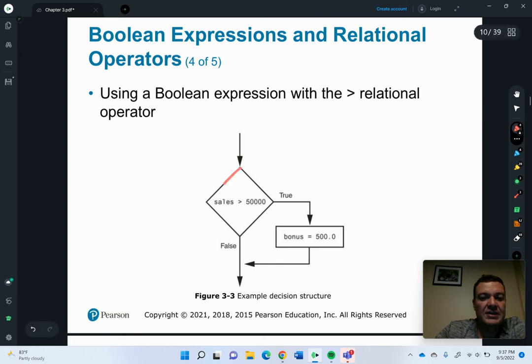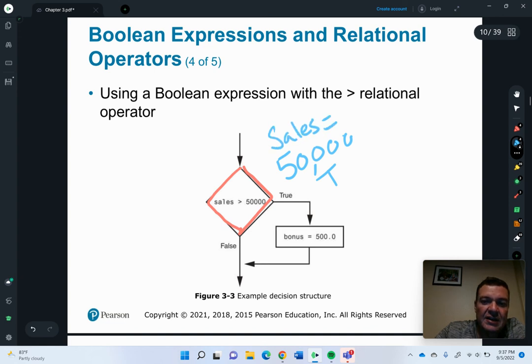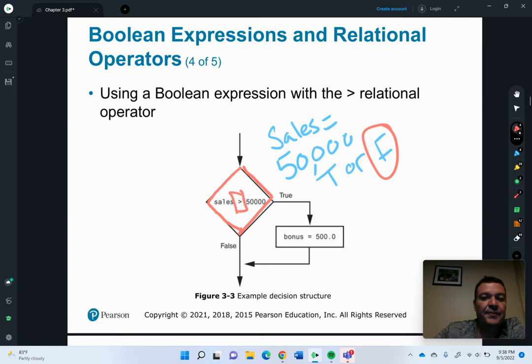So remember, what's in our diamond is the Boolean expression. And within the Boolean expression is going to be the relational operator. Now, looking at this example, would this be true or false? If sales equals 50,000, and see, I only use one equal sign because I'm assigning 50,000 to sales. Would this be true or false? If you said false, you're right, because we're using an exclusionary relational operator. 50,000 is not greater than 50,000. It's equal to 50,000. So keep that in mind.